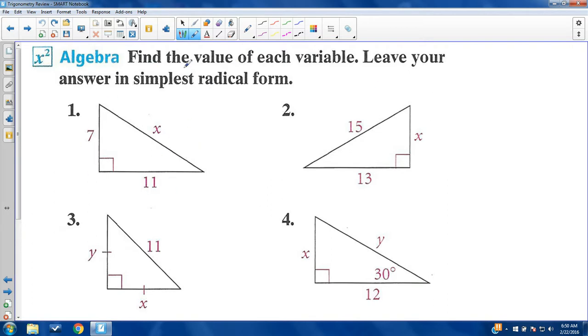So we have to find the value of each variable and leave our answers in simplest radical form. Now, before I begin, this part answers the question of somebody asking, do we use trig on this? The answer, in this case, would be no. I'll tell you why in a second. And do we round to the nearest something? Do we use a decimal? The answer also is no.